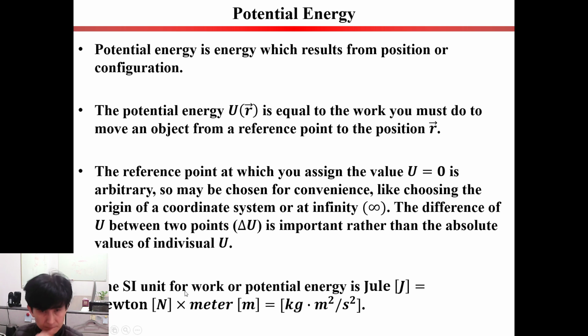And as the potential energy is defined as the work you provide, it has the same unit as work, which is the joule. So 1 joule corresponds to 1 Newton of force times 1 meter of distance. So joule is a kilogram meter square per sec square.